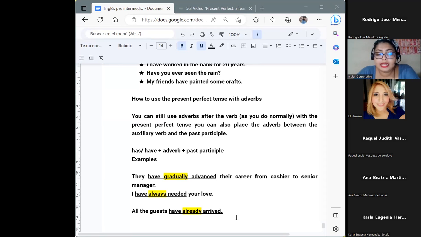The adverb yet, used often with a negative or in questions, almost always comes at the end of the sentence or clause.